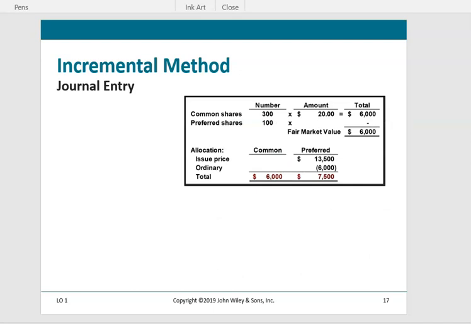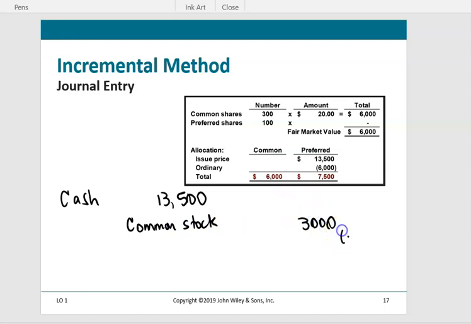Okay, so the company receives 13,500 cash. We're going to put 6,000 towards total common stock, but remember, common stock has a par value. So we increase the common stock account at par, 300 times 10, same as before. Now we're saying 6,000 is the total market value of the common stock. So subtract out the par value to get additional paid-in capital on the common stock of 3,000.